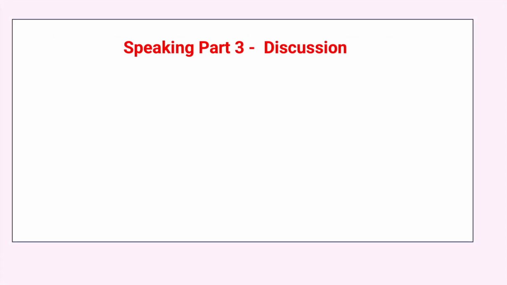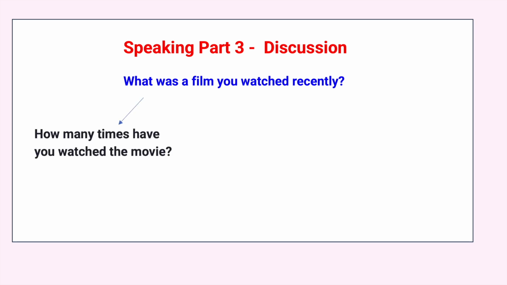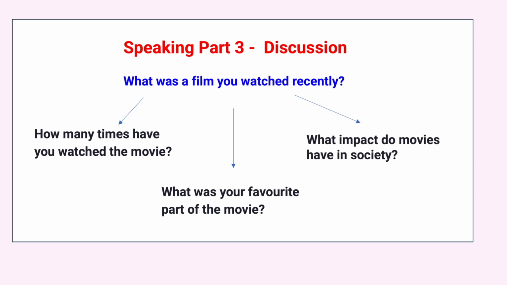Moving on to speaking part 3. So speaking part 3 is a discussion linked to speaking part 2. Let's assume that in speaking part 2 you were asked, what was a film you watched recently? What do you think would be a speaking part 3 question? Would it be, how many times have you watched the movie? What was your favourite part of the movie? Or what impact do movies have in society? A speaking part 3 question would be, what impact do movies have in society?